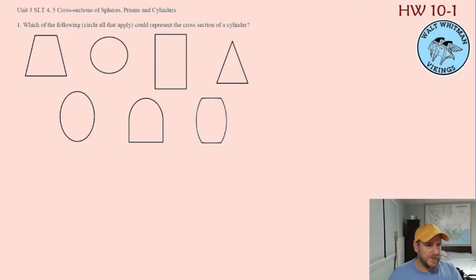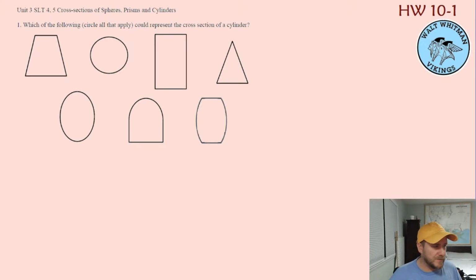This one's tough. This is the one that was about cross sections, which I think felt like a lot of people were having a bit of trouble with, so I'm going to try to help you. But it says for number one, which of the following could represent the cross section of a cylinder?